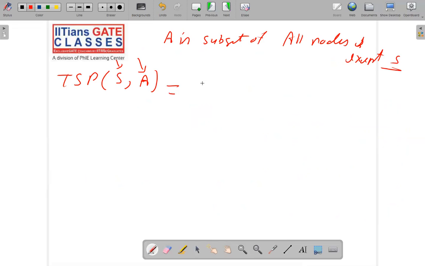Okay, so what is the minimum one? You will go from S to some node, like you can say some node A. Okay, S to A, right? You will go from S to A. Okay, and then you can say that, okay, the minimum of these things.